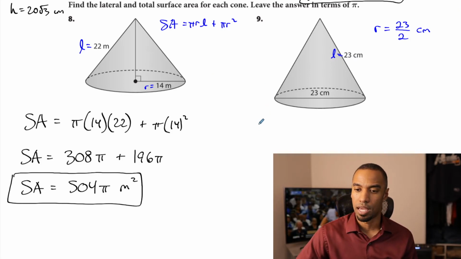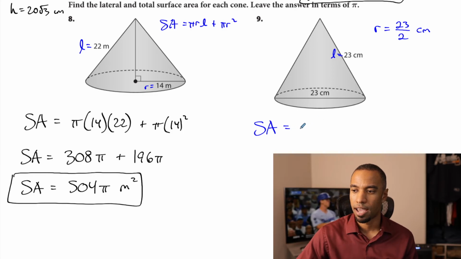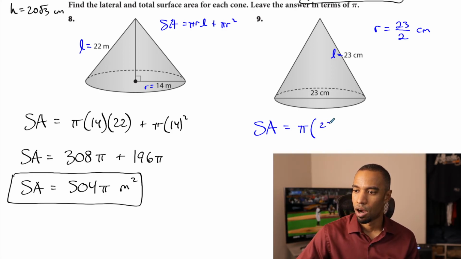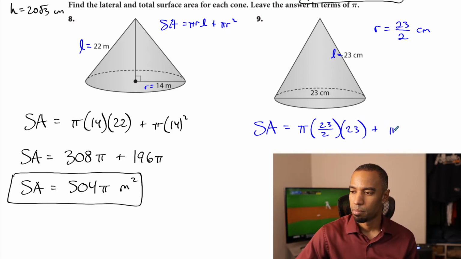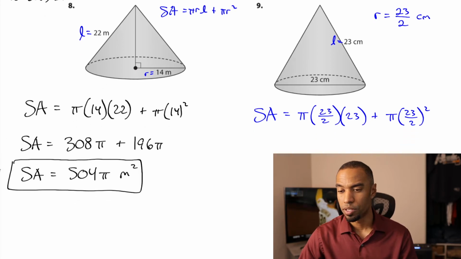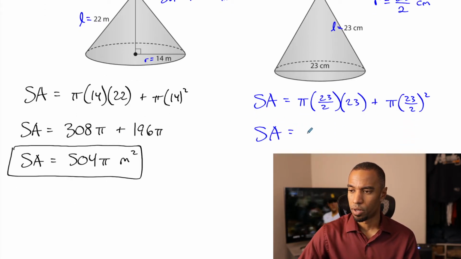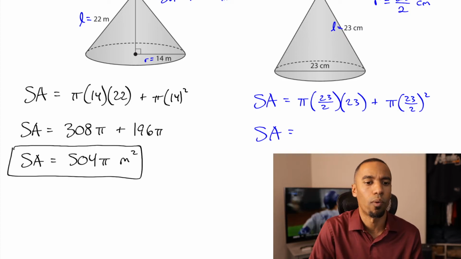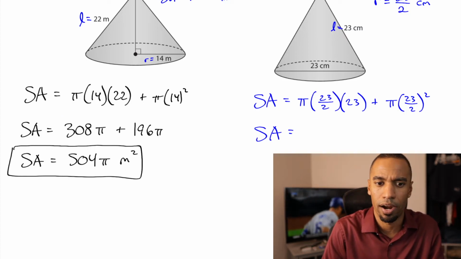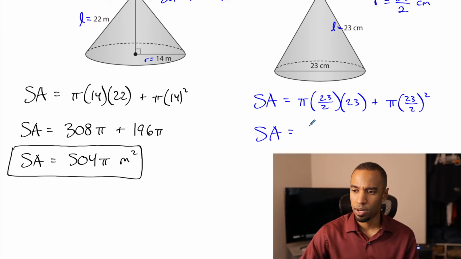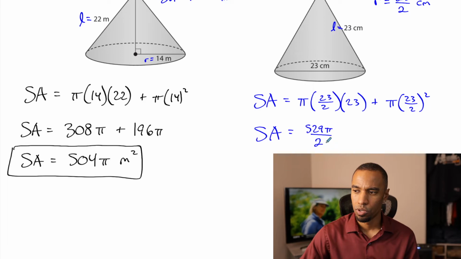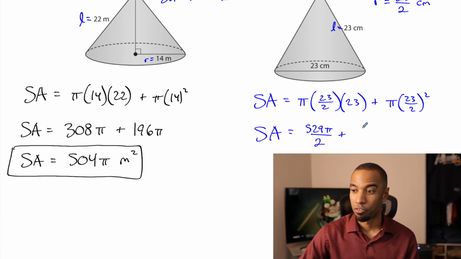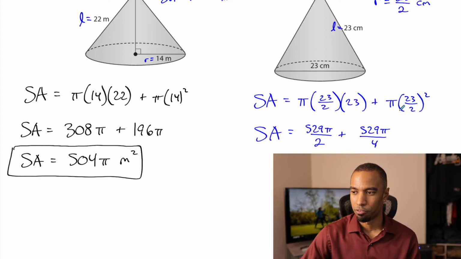All right, here we go. The surface area here is going to be pi RL plus pi R squared. Which means it looks like we're going to have to get a common denominator here. I don't know 23 times 23, and we're going to have to do that twice. So let's see, 23 squared is 529. So this is 529 pi over 2, and this is 529 pi over 4, if you can imagine that. Because we square the 23, we square the 2. We get 529 over 4 times pi.